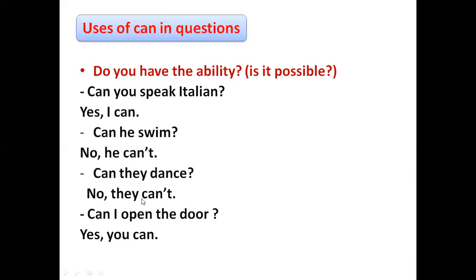The last one, can I open the door? So here it's permission, it's not ability or possibility. I'm asking about the permission to open the door. So here we have yes, you can, the affirmative answer. In the question we have the subject I, but in the answer we have you. So the only change that happens is when we have I in the question, it becomes you. But the others are the same: he, they. But I becomes you.